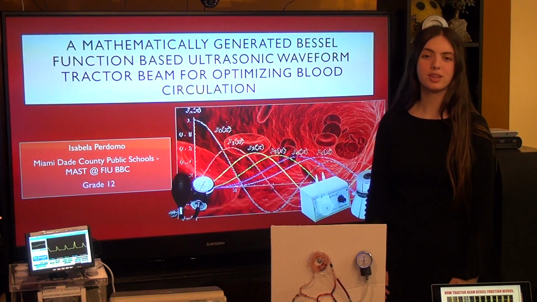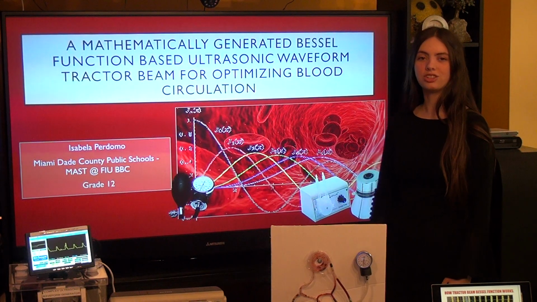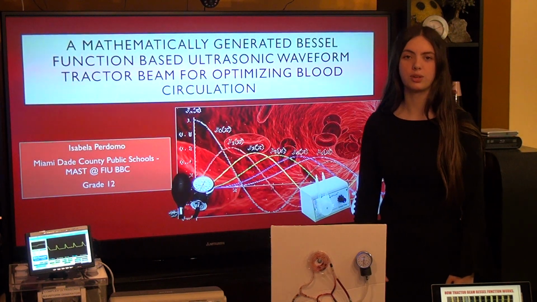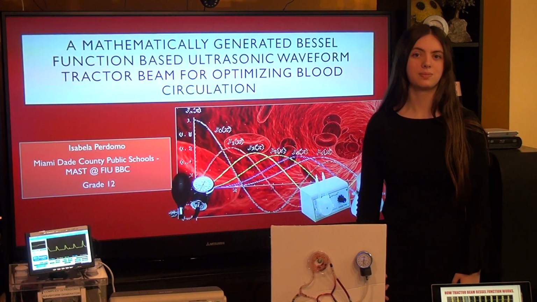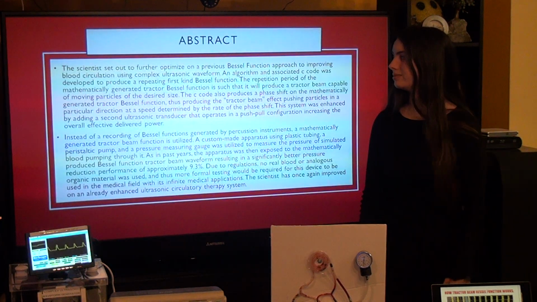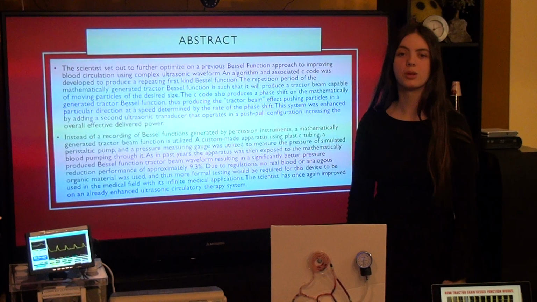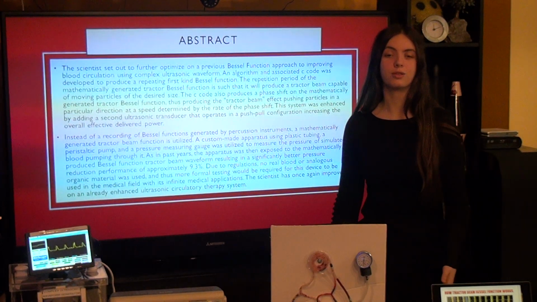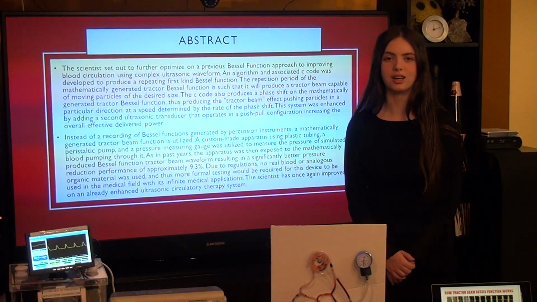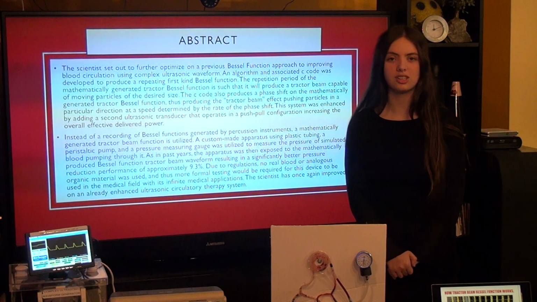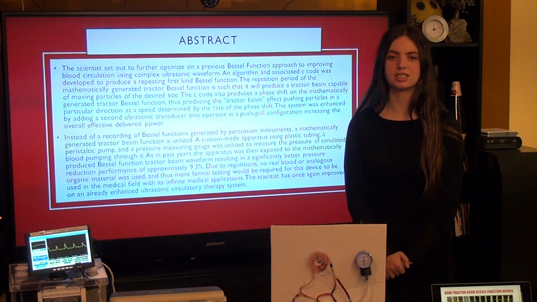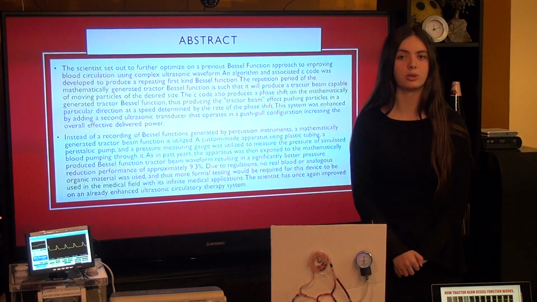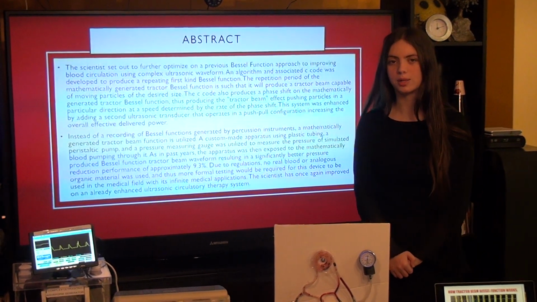I developed novel technology to improve blood circulation using complex ultrasonic waveforms that are based on Bessel functions and the tractor beam concept. The inspiration for the project came from my love for biomedical engineering and my desire to study the field. Also, plenty of previous research in ultrasonic technology, whether it be in environmental engineering or in biomedical engineering.